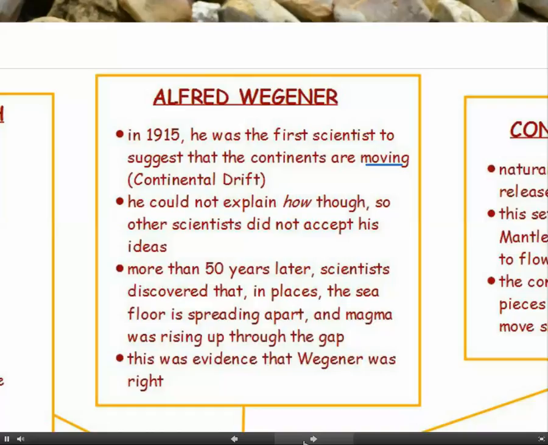Alfred Wegener was famous because he was the first person to suggest in 1915 that the continents are moving. He was the first one to come up with the idea of continental drift. He couldn't explain how though, and so other scientists just didn't accept his ideas. And it wasn't until more than 50 years later when scientists discovered that in places the sea floor is separating and spreading apart and magma is rising up through the gap, that they found evidence that Wegener was right. So now we tend to accept his idea.